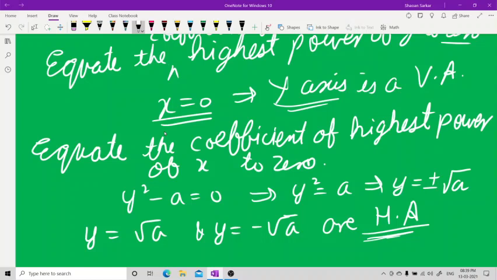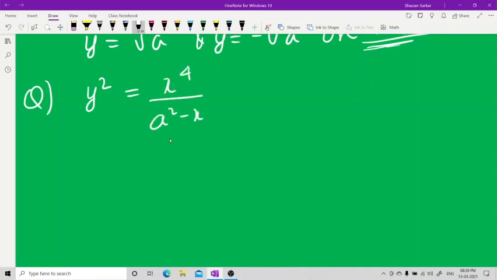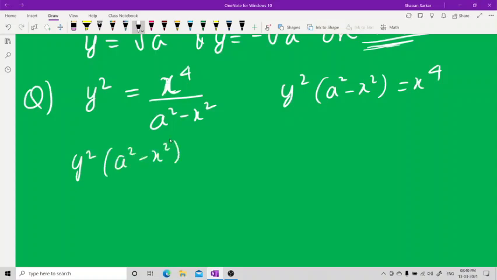Now let us do one more question on this. Question is y square equal to x to the power of 4 over a square minus x square. I have to find the asymptotes. Do one thing, cross multiply. Y square into a square minus x square equal to x to the power of 4. Bring everything here: y square into a square minus x square minus x to the power of 4 equal to 0.